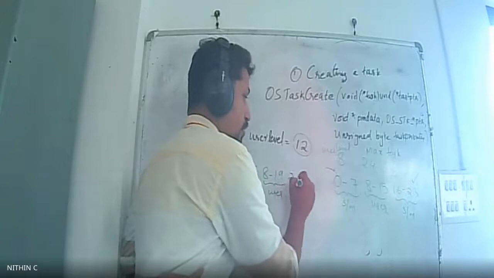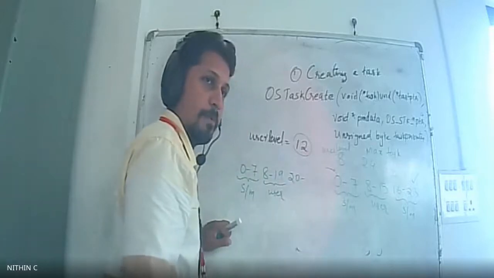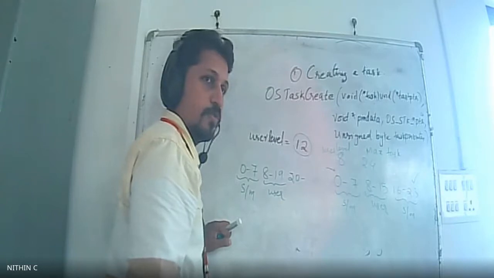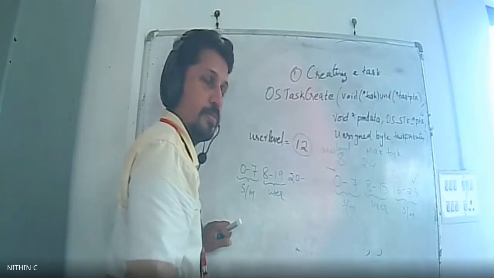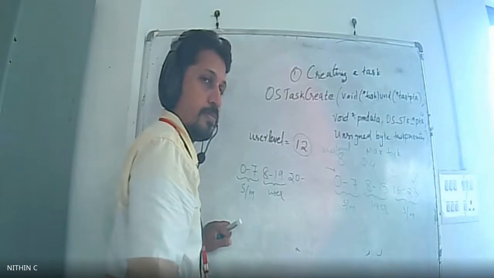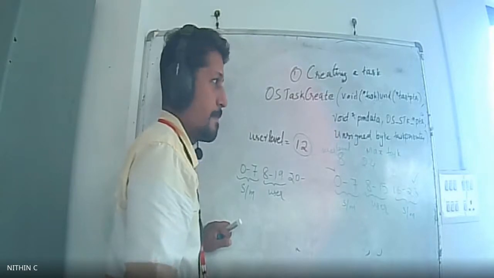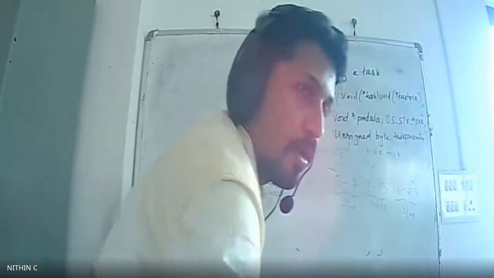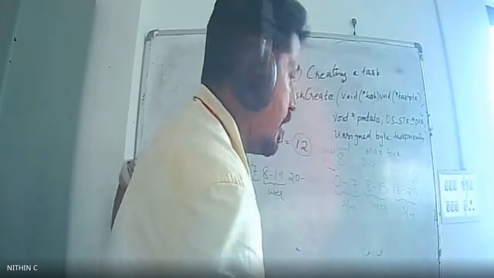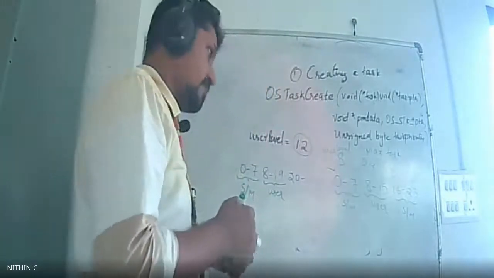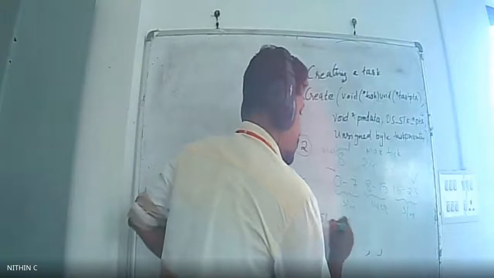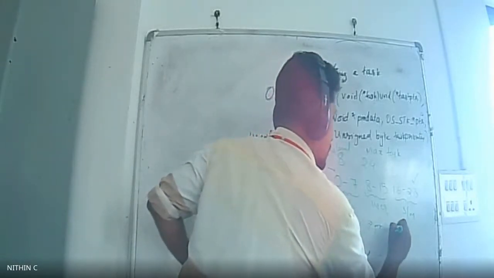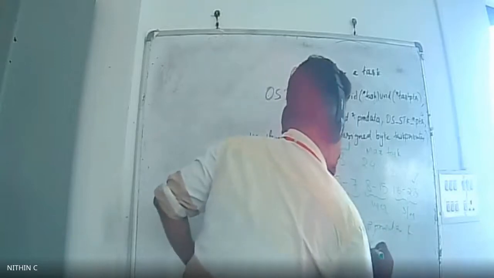And from 20 to which value? From 20 to which value will be the lowest priority? How many are we reserving for the system level task? For system level, we are reserving the highest 8 priorities and the lowest 8 priorities.